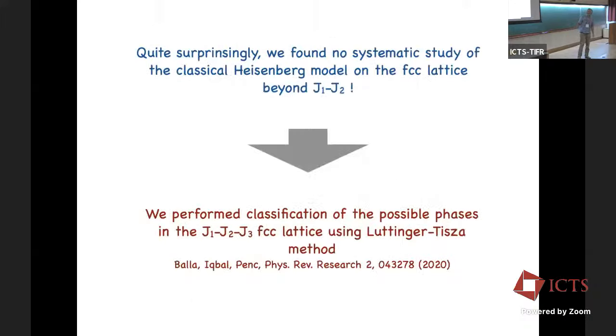Recently, I learned from Harald that there are many, many more of those materials. And what I learned from Yasir, quite amusingly, is that I thought the FCC lattice is one of the basic lattices in condensed matter physics, in crystallography, and yet there was no systematic study of the J1, J2, J3 antiferromagnetic Heisenberg model. So this is a great opportunity to fill this gap. So this is what we did.